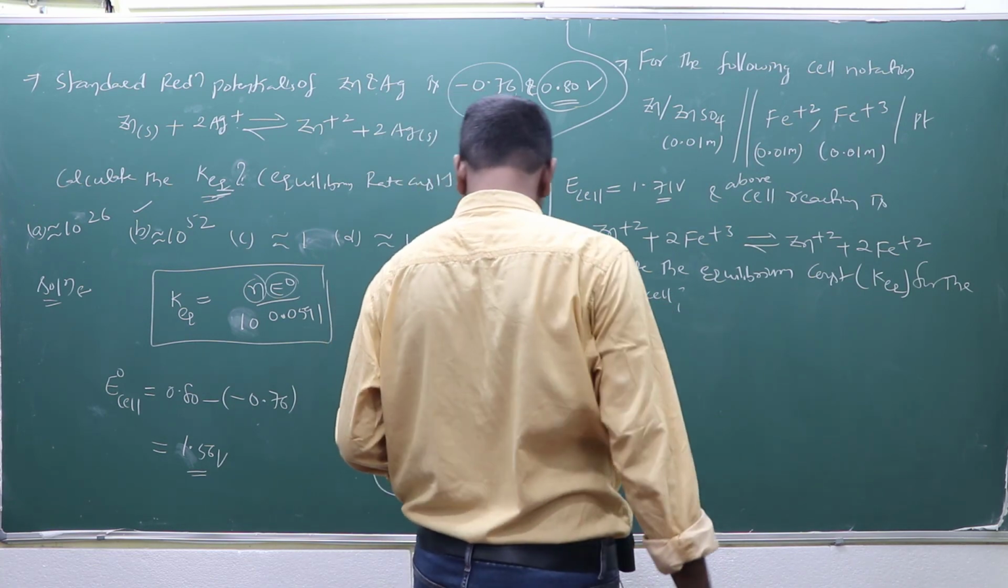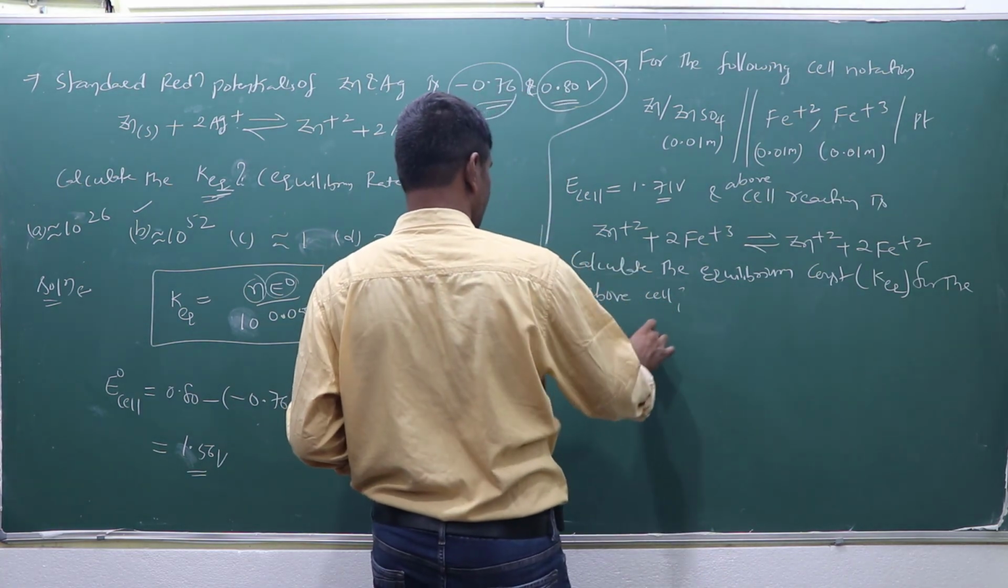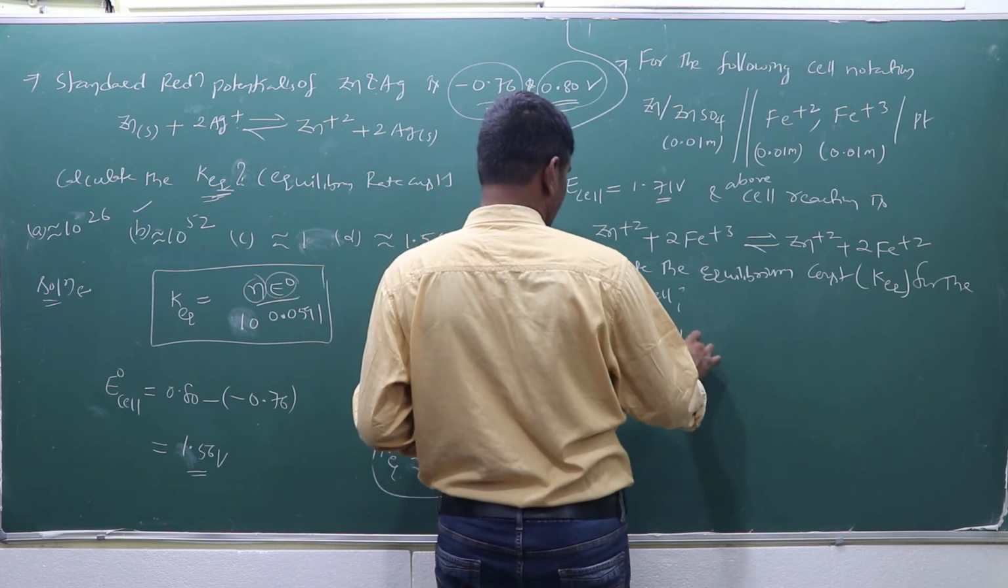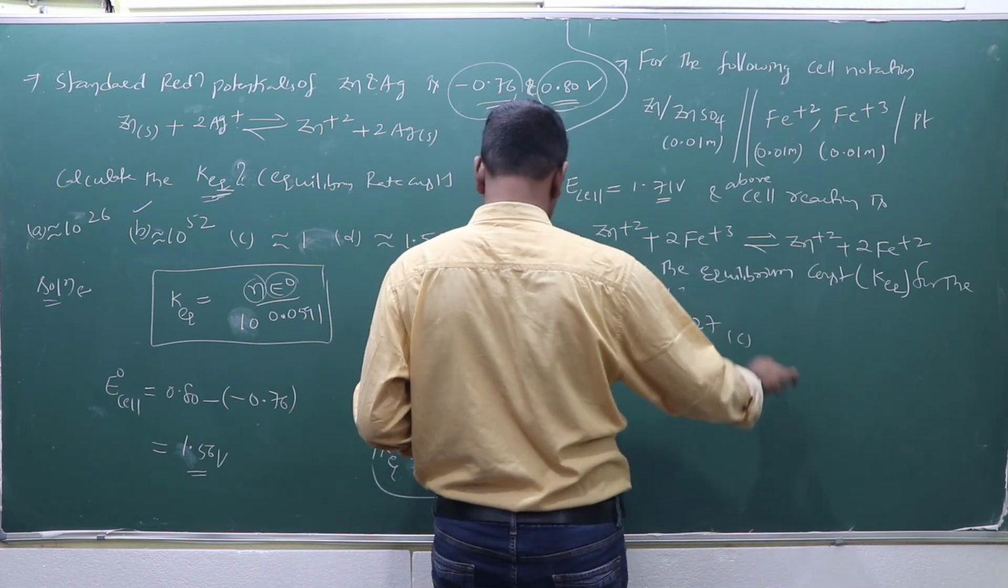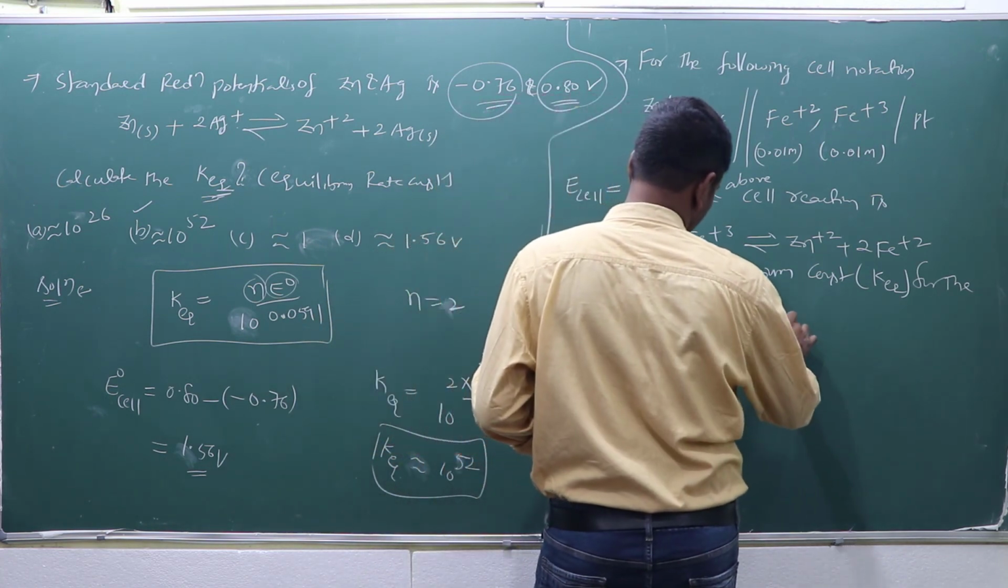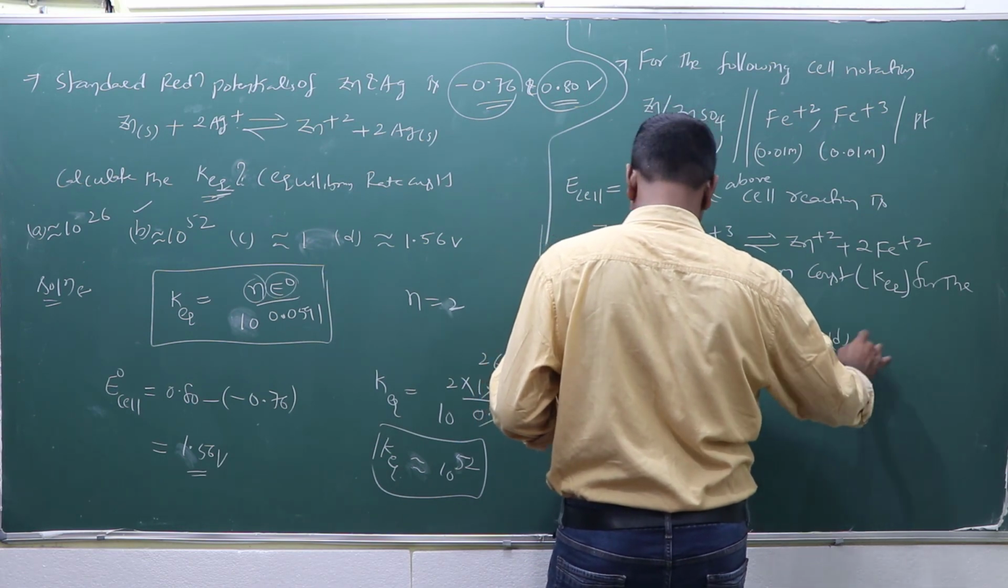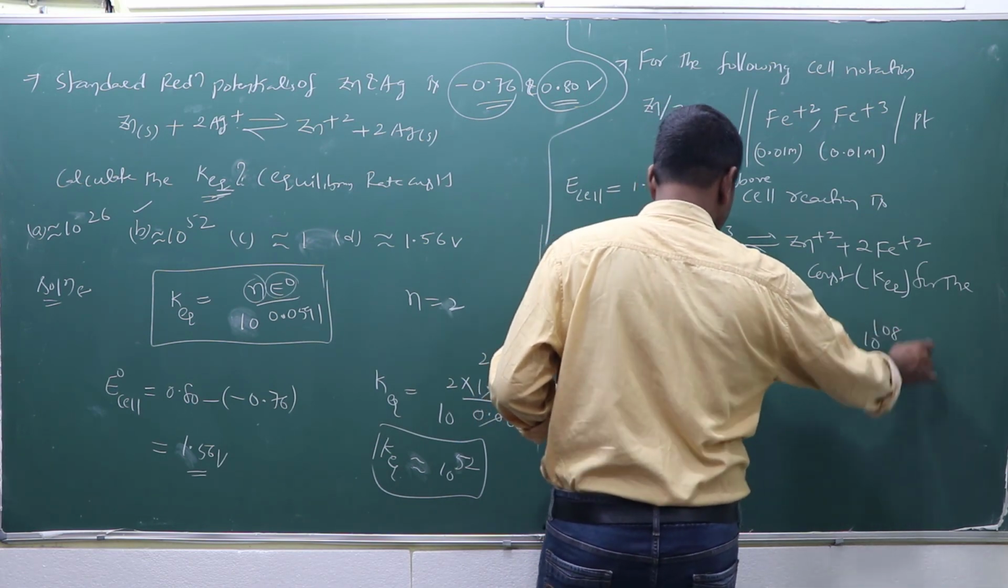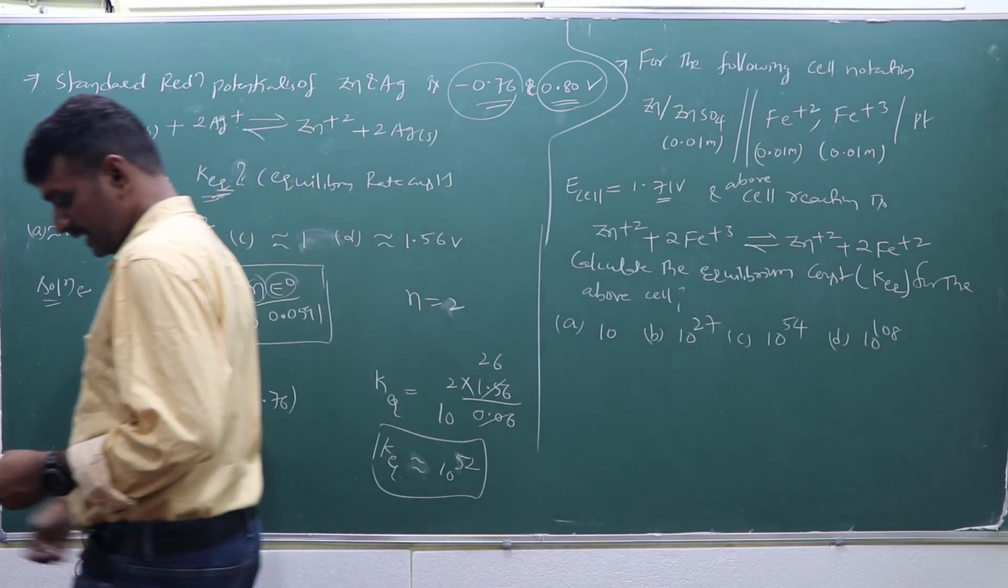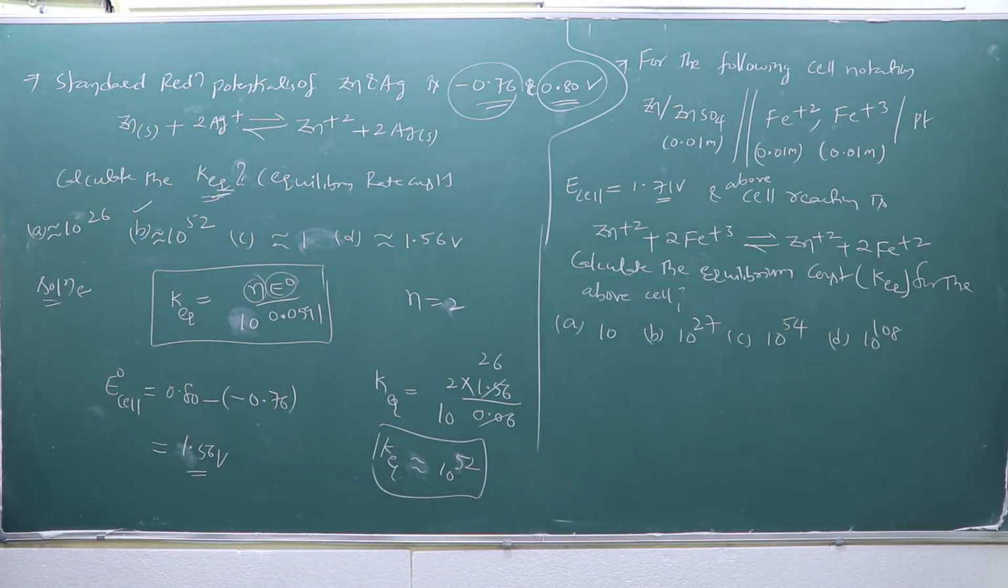This is also a previous problem. Options will be given. Option A is 10. Option B is 10 to the power of 27. Option C is 10 to the power of 54. Option D is 10 to the power of 108. How can you calculate that?